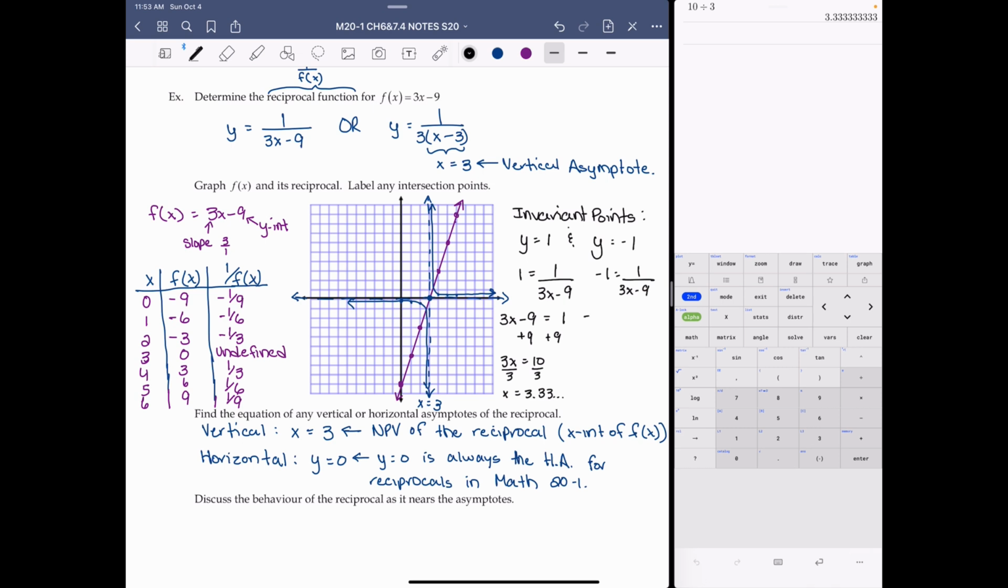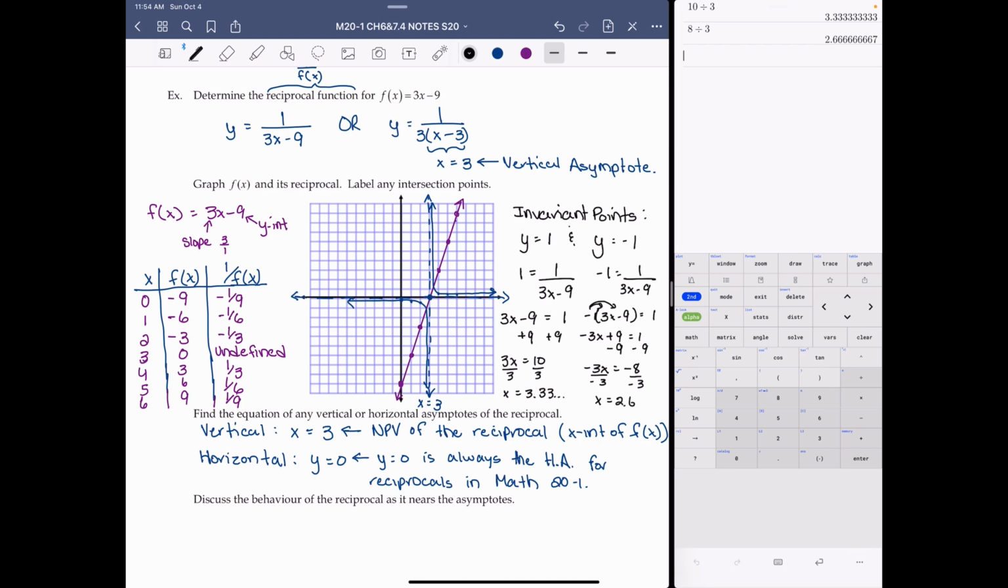This time it does have an effect, so -1 times 3x minus 9 equals 1. Multiply the negative into the brackets. -3x plus 9 equals 1. Can subtract 9 from both sides. We get -3x equals -8, and then divide by -3. X equals -8 divided by -3, so 8 divided by 3 is 2.66 repeating.